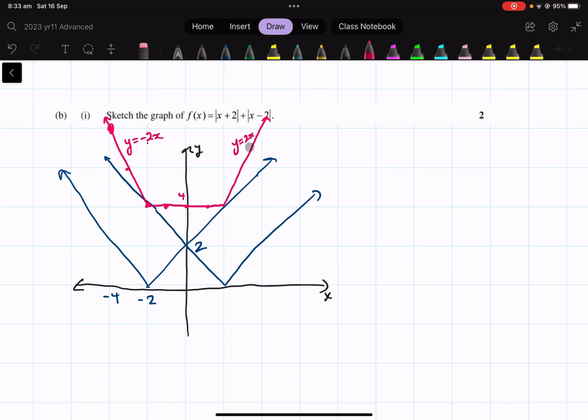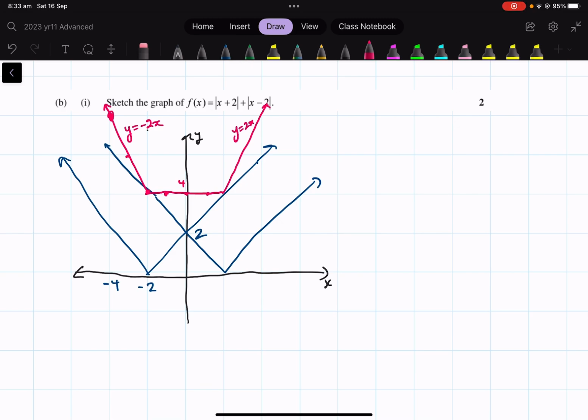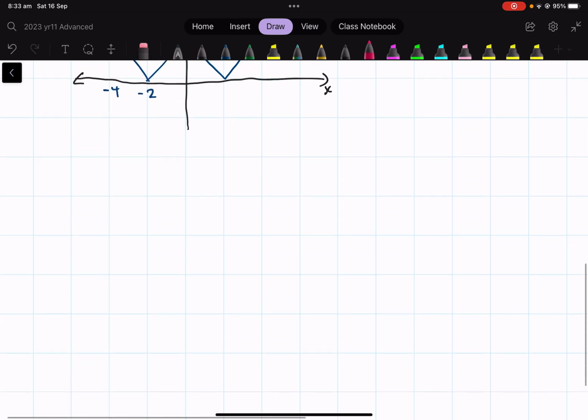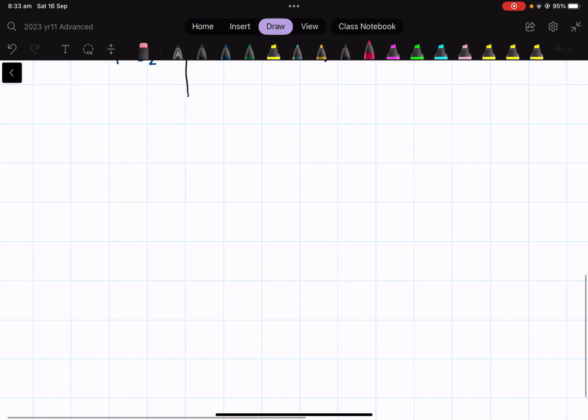That's what it would look like graphically, because it just says sketch the graph, and it doesn't ask you to give the outcome as an algebraic statement. However, let's have a look at it algebraically if it did ask that, which is recognizing that f of x is two functions. We recognize that the absolute value of x plus 2 has two sections.